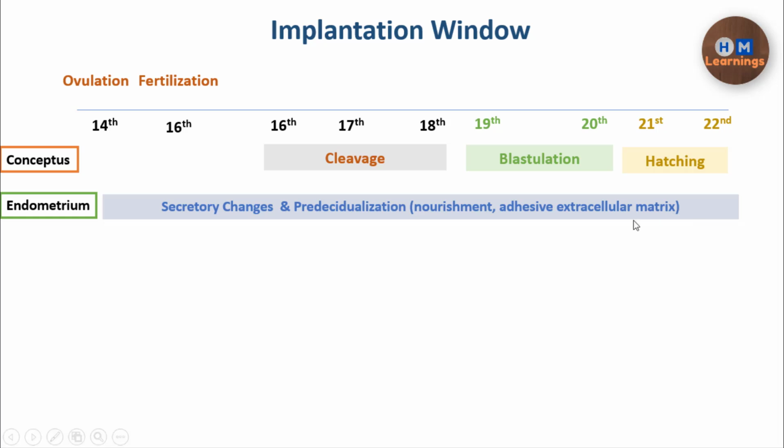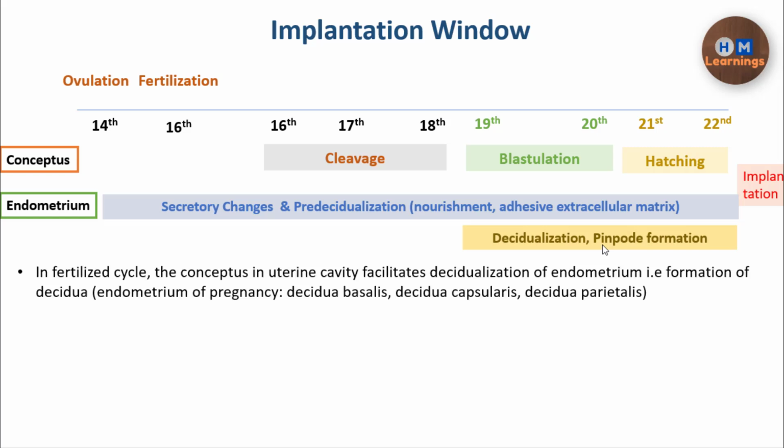But if fertilization has happened, the conceptus will enter the uterus on the 19th day, and its presence in the endometrium is going to facilitate further changes such as decidualization and pinopode formation, leading to implantation. So what is decidualization? In the fertilized cycle, the conceptus in the uterine cavity facilitates decidualization, which is the formation of decidua. The decidua is the endometrium of pregnancy, a kind of endometrium formed in the case of pregnancy.